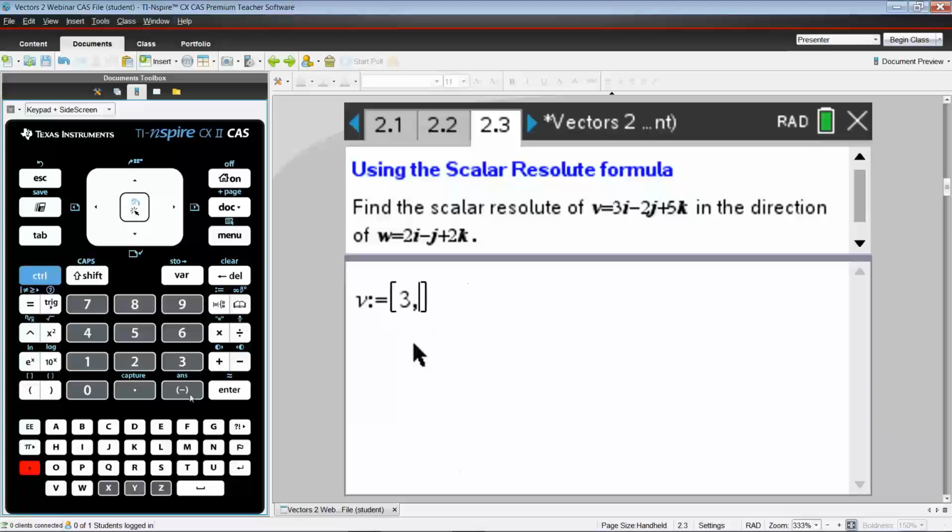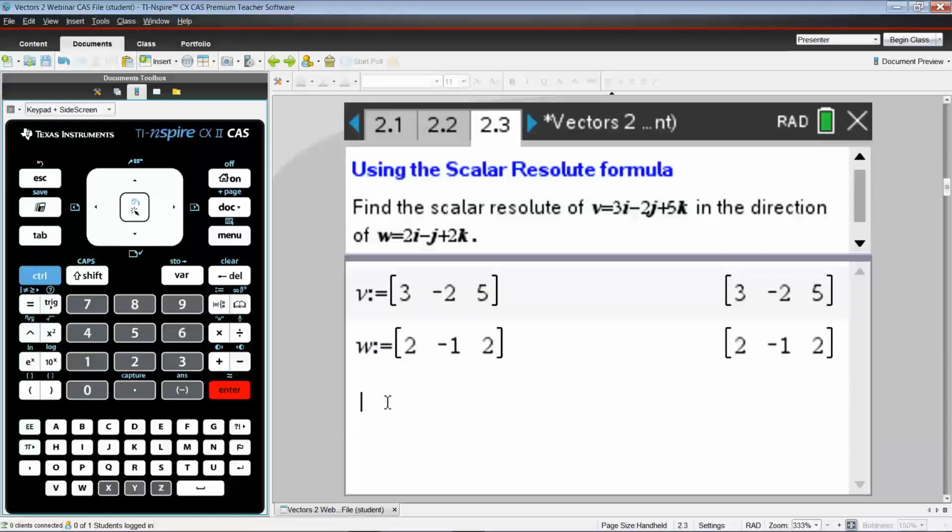So 3, comma, -2, comma, 5. So that's vector v. Let's do the same for w. W, control template, control open bracket, and I've got 2, comma, -1, comma 2. There we are. So you've got V and W.